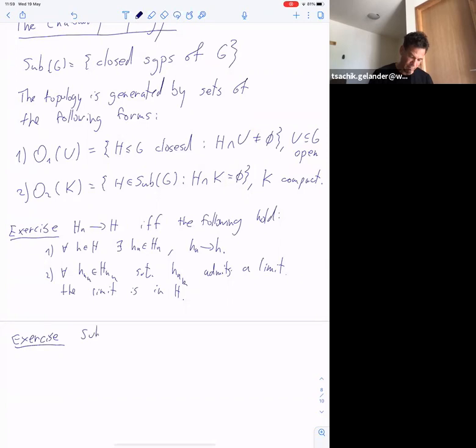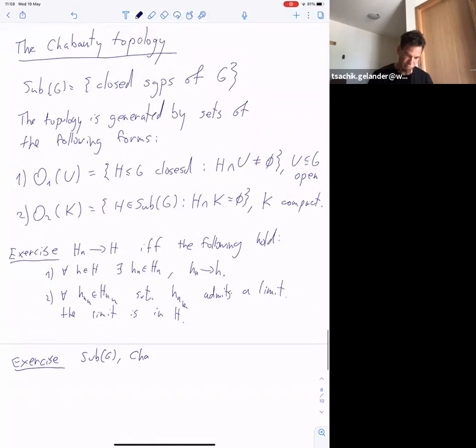Then the space of closed subgroups with the Chabauty topology is compact. And this is for any, in our case G is a Lie group, but in general, it's true when G is, I think, sigma compact or locally compact second countable group.